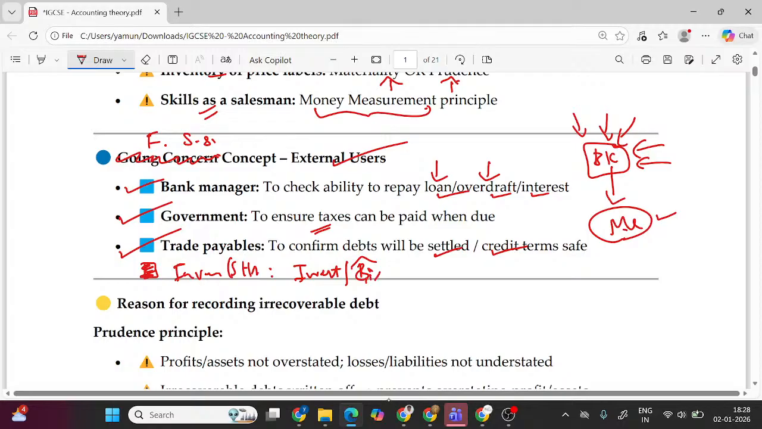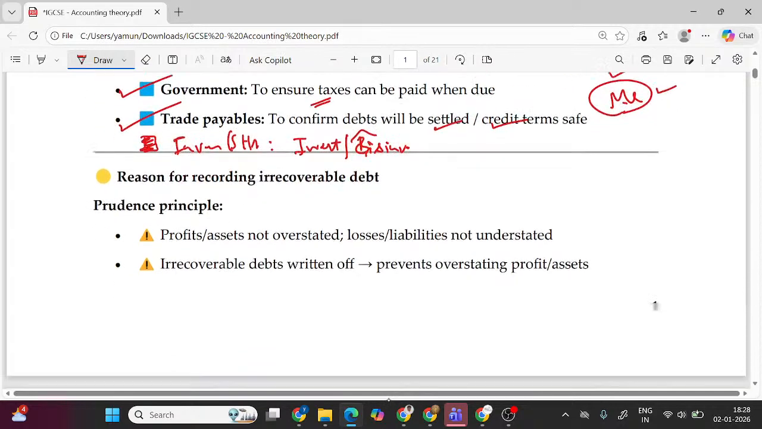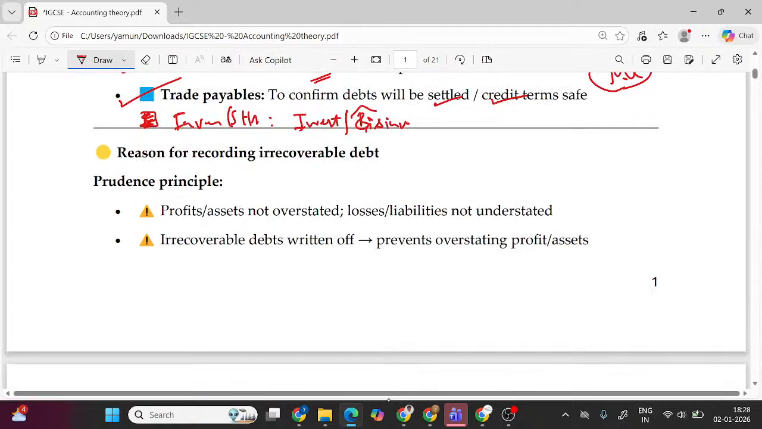Immediately you take out the investment from there. So disinvest, right? The reason for recording irrecoverable debt will follow the prudence principle. Profit or assets should not be overstated. Losses and liabilities should not be understated. Irrecoverable debts should be written off. Why? To prevent overstating profit and or assets. Is it okay?